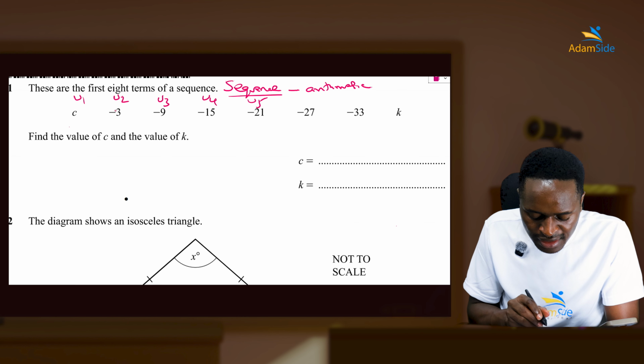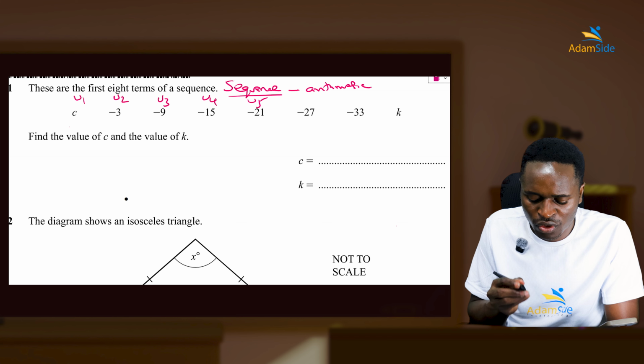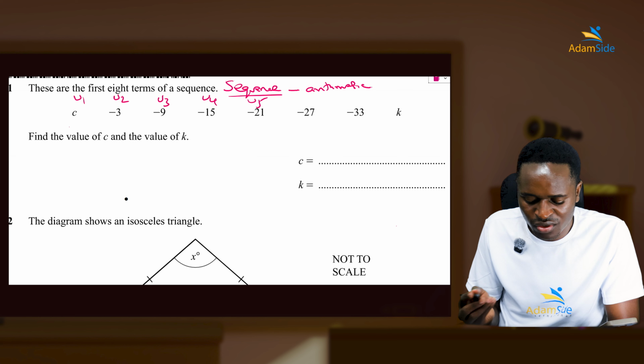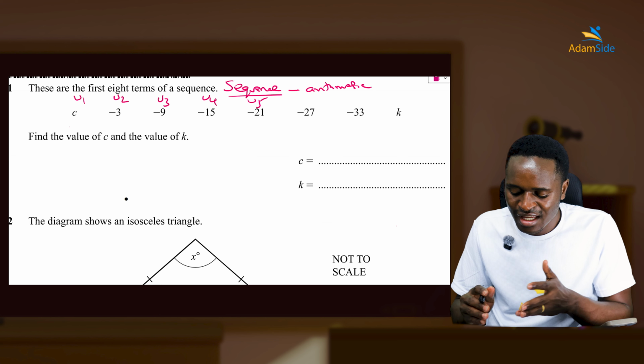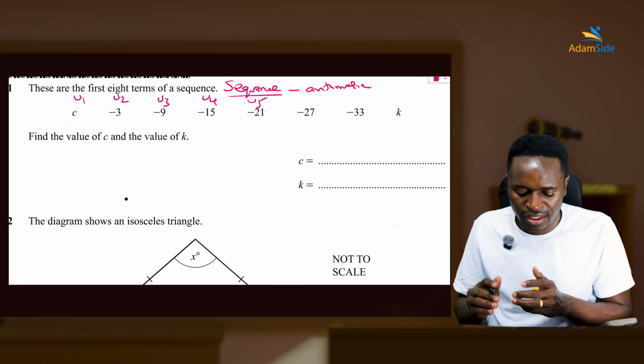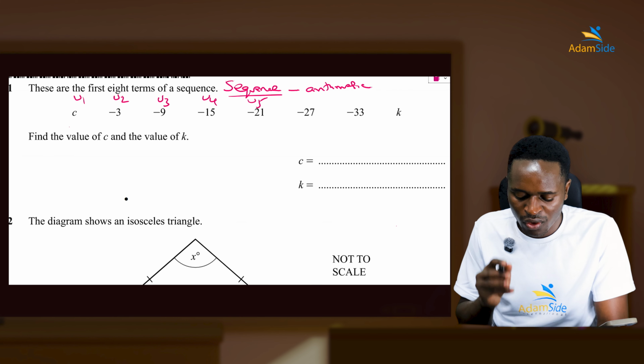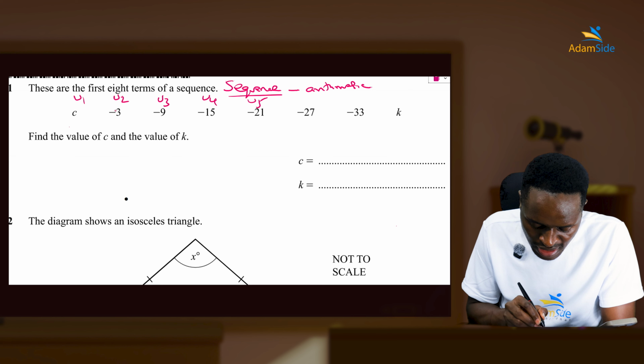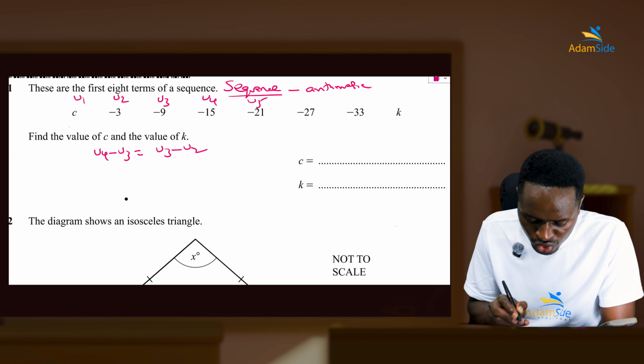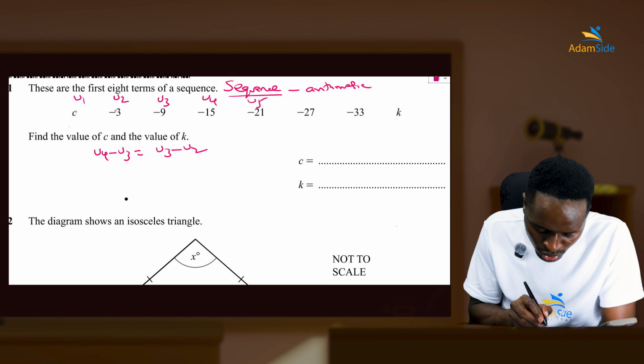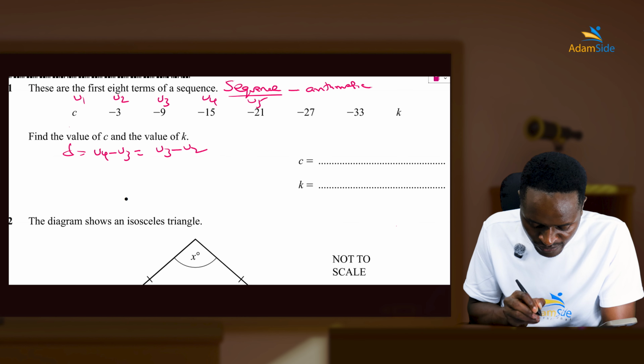Therefore, to find the common ratio, we take U3 divided by U2, which should be equal to U4 divided by U3, which you obviously find is not the case. Therefore, this sequence is not geometric, but it is arithmetic. By doing what? If we take U4 minus U3, it should be equal to U3 minus U2. Let's find the common difference.